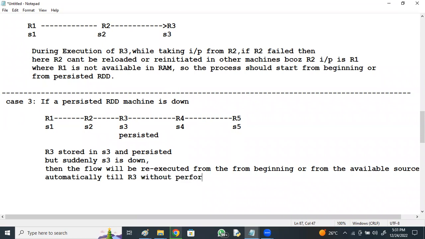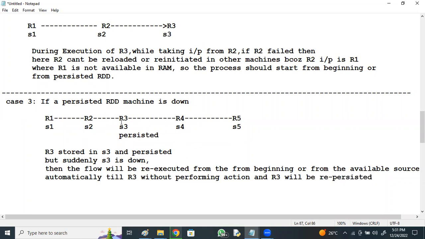Without performing an action only, because when the persisted RDD goes down, without performing an action it will be re-executed, right, till R3, and R3 will be re-persisted. R3 will be re-persisted. Understood this step, everyone?